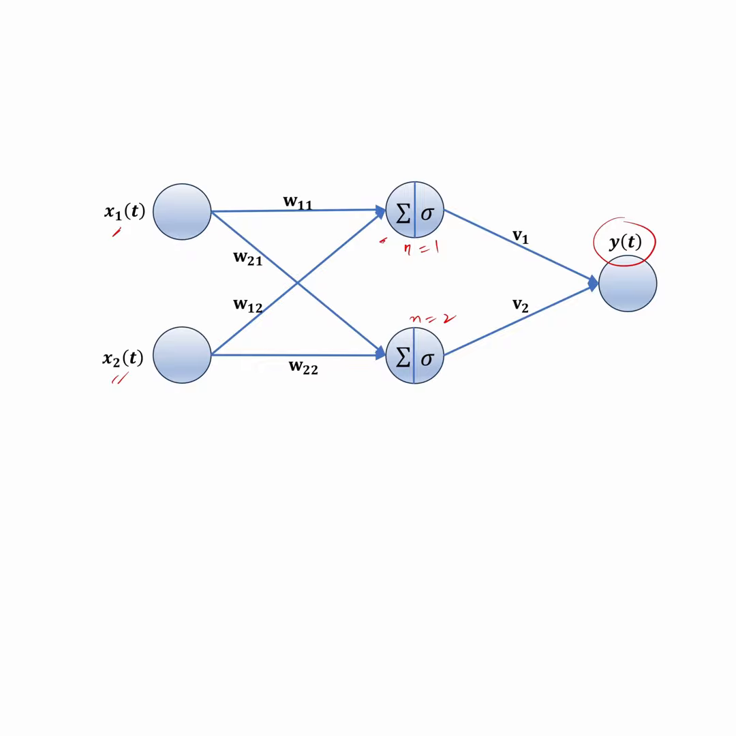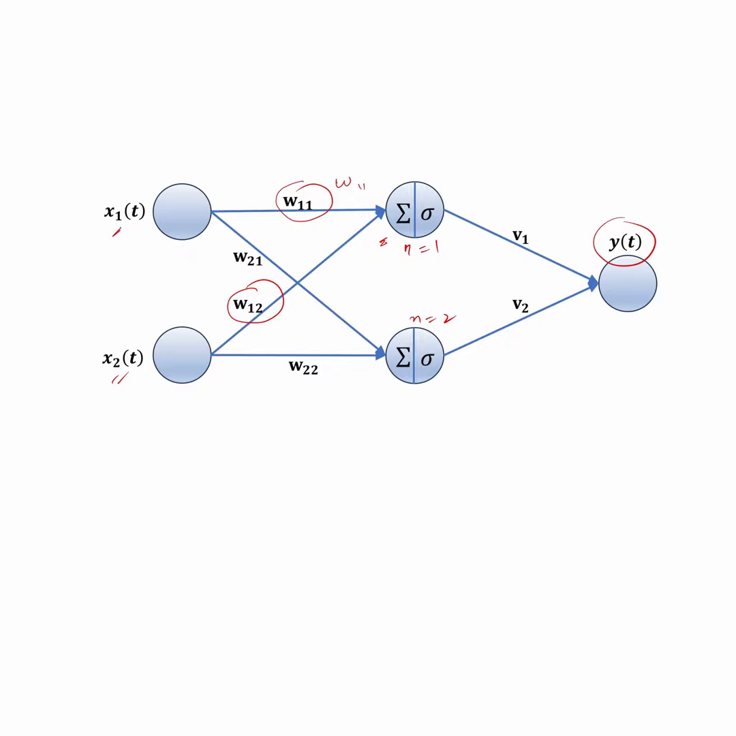So each neuron is connected with both inputs. If we talk about this neuron, you can see it is connected with x1 and also with x2. With x1 it is connected using a weight w11. Similarly, it is connected with the input number 2, x2, using weight w12. And similarly for the second neuron.